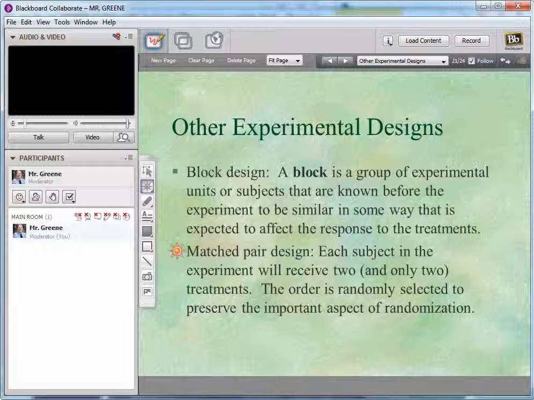But the order that they're tasting the brownies differs. So one might taste A first and the other one tastes B first. The other one might taste B first and then A first. And you ask them to rate the brownies and then compare them, which one they liked most. That's called a matched pair design.